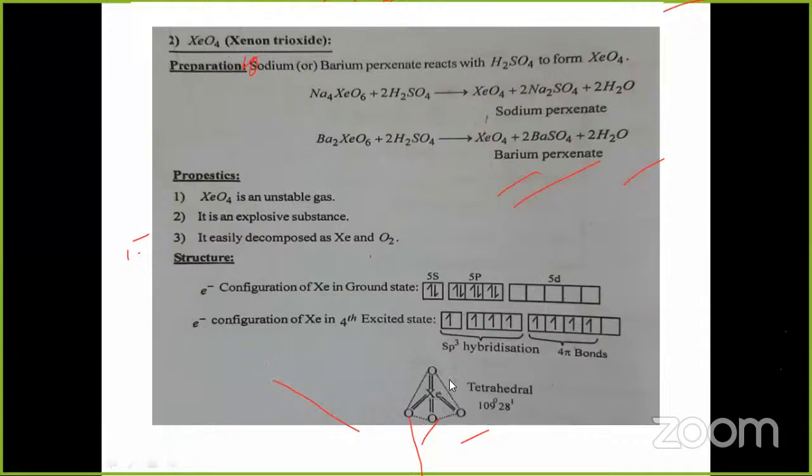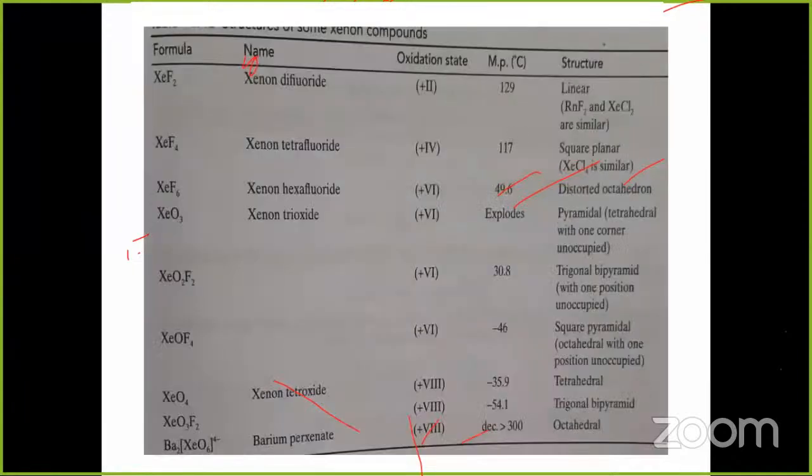How many sigma bonds are present? 4 sigma bonds present here. How many lone pairs? 0 lone pairs. How many pi bonds? 4 pi bonds. Hybridization sp3. Excited state, 4th excited state. So these are the expected questions from xenon compounds. The total xenon compounds are 8 compounds: 3 are fluorides, 3 are oxyfluorides, and 2 are oxides.